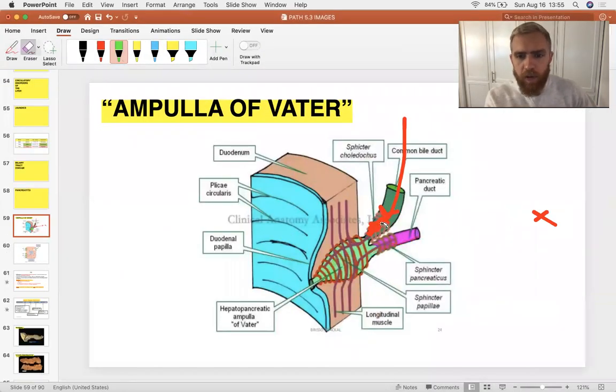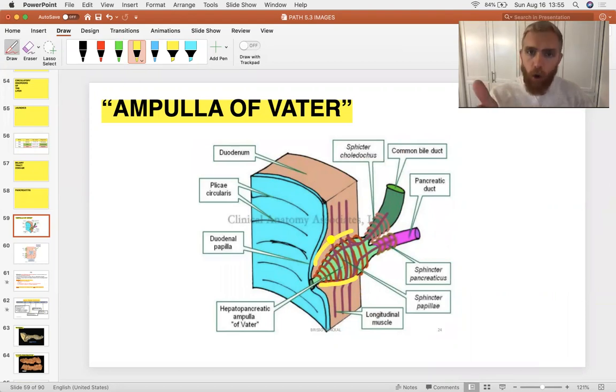I like this cartoon here because it shows you that the common bile duct and the pancreatic duct have their own sphincters. And the two of them merge into one duct at the ampulla of Vater, which is surrounded by a sphincter of smooth muscle called the sphincter of Oddi, and it empties into the duodenum.